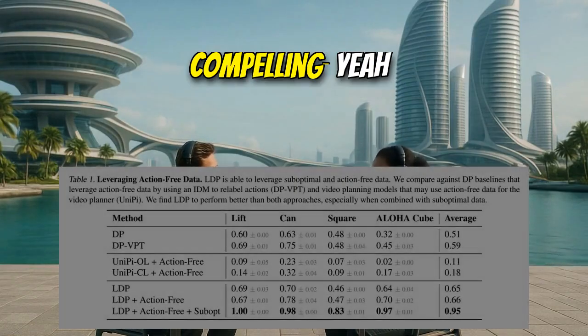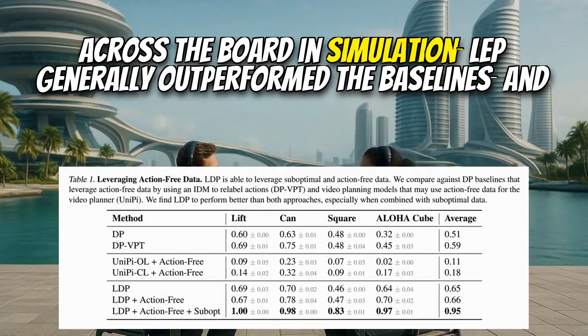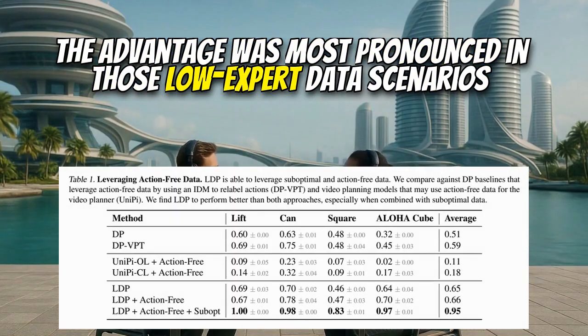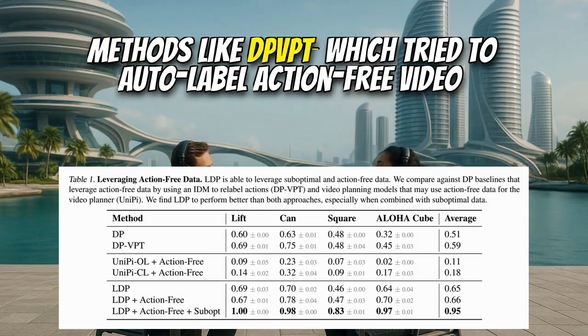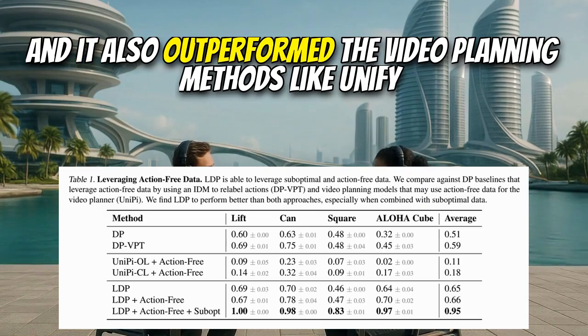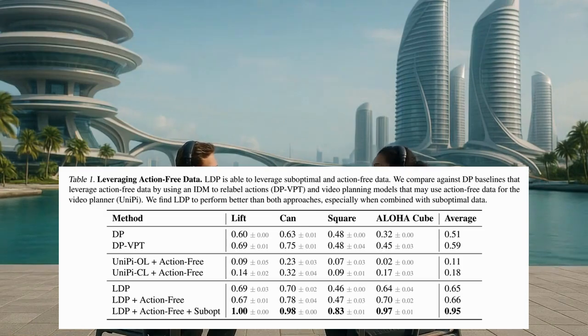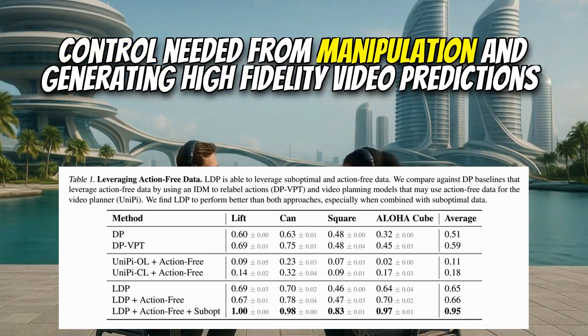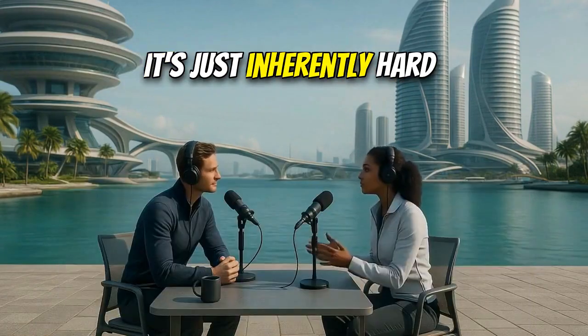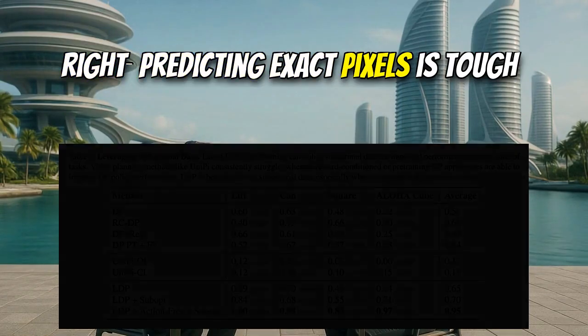The results were pretty compelling, yeah. Across the board in simulation, LDP generally outperformed the baselines, and the advantage was most pronounced in those low expert data scenarios. It clearly showed it could effectively use action-free data, doing better than methods like DP-VPT, which try to auto-label action-free video, and it also outperformed the video planning methods like UniPi. UniPi could also use action-free data, but it seemed to struggle more with the fine-grained control needed for manipulation, and generating high-fidelity video predictions is just inherently hard. Right, predicting exact pixels is tough.